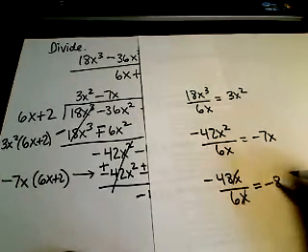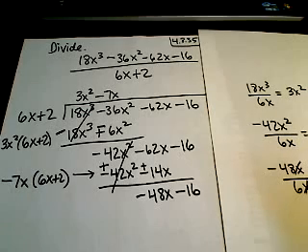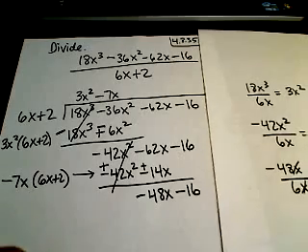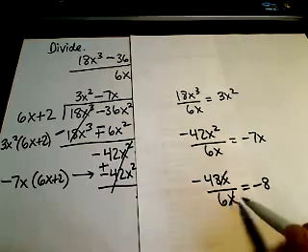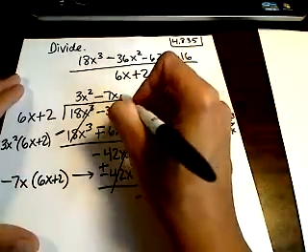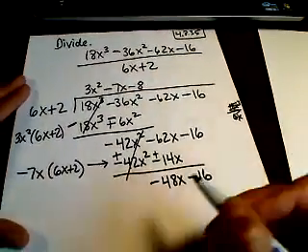No. Did I do that wrong? 48 divided by 6. Yeah. I don't know what I was thinking. This is right. So 48 divided by 6, negative 8. So your negative 8 goes up there.